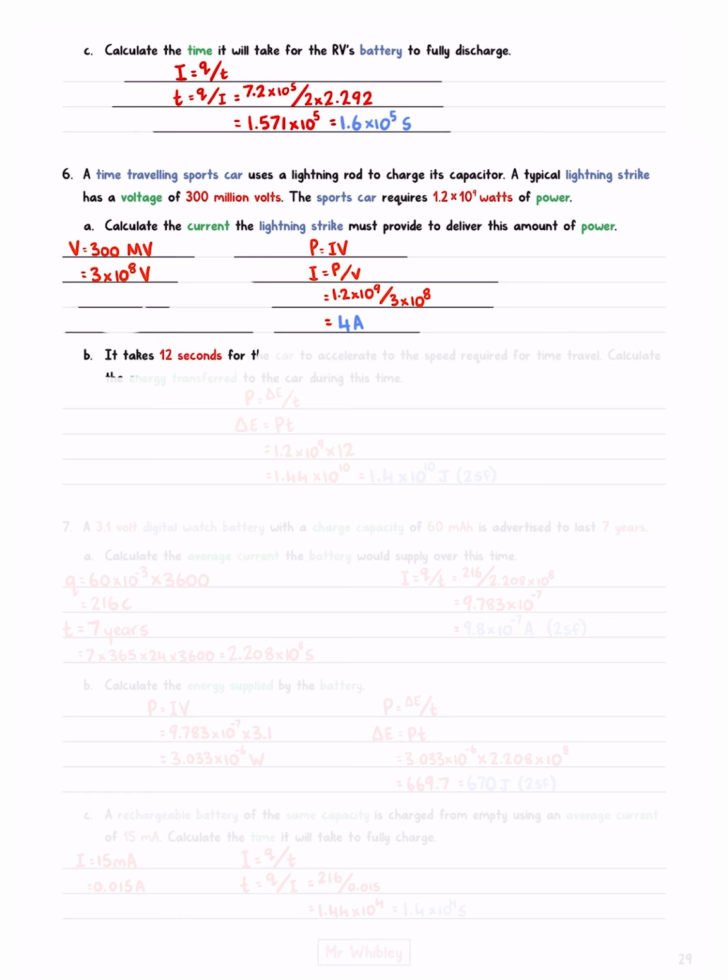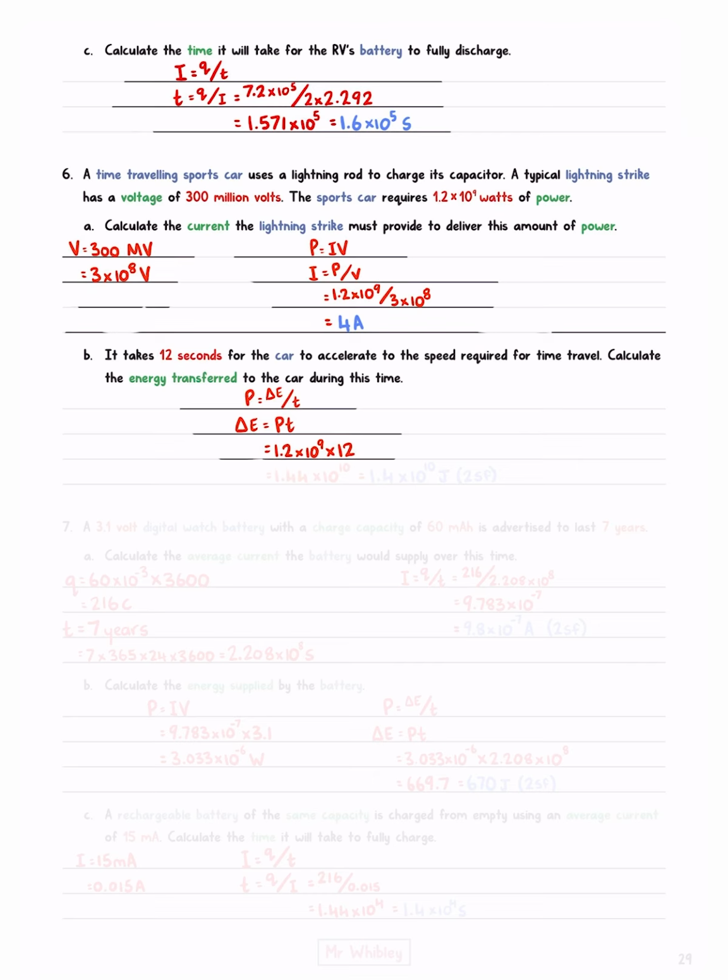It takes 12 seconds for the car to accelerate to the speed required for time travel. Calculate the energy transferred to the car during this time. Knowing our power and our time, we can use that power is the change in energy per time, rearranging that for our change in energy by multiplying both sides by our time, putting in our power and our time, gives me 1.44 times 10 to the 10, or 1.4 times 10 to the 10 joules to two significant figures.